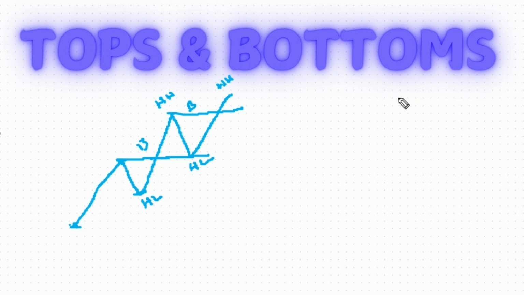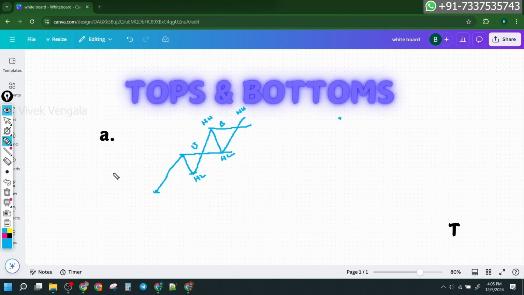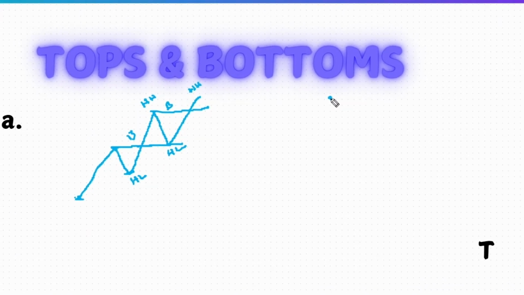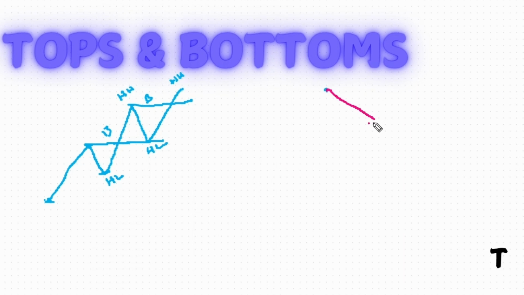For a downtrend, it's the same. It is going to start somewhere here, and let's change the color. It is going to make a down move, creating a lower low. This is a low point and this is a lower low point, and it is going to make another high lower than this point.